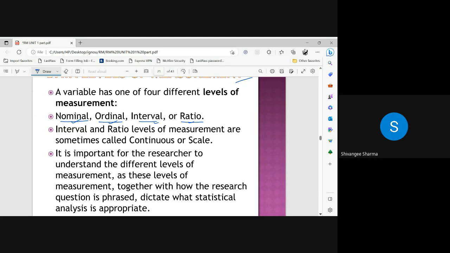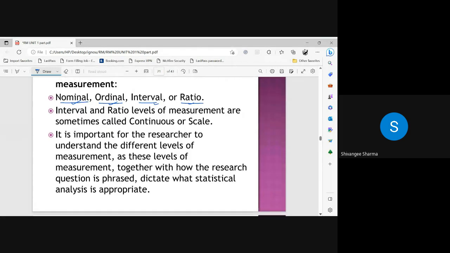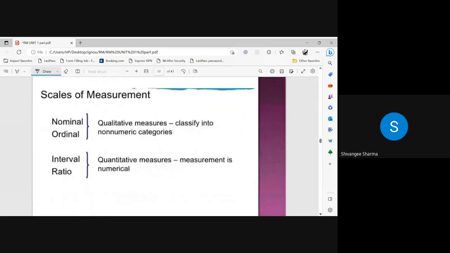And a research without statistics is actually no research, because you need to generalize your identified results, and that can only be done with statistics. So let's take nominal and ordinal, interval, and ratio. We should understand what is this. I'll try to make you clear the meanings of nominal, ordinal, interval, and ratio.